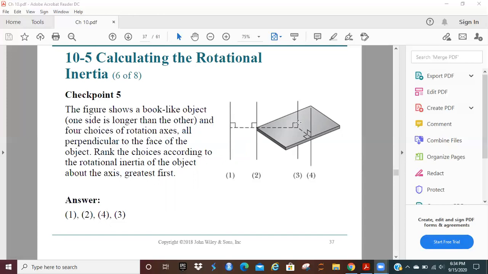If you look at 3 and 4, what you are noticing with 4 is that these objects out in the corners here are going to be further away from the axis than if the axis were drawn here. Here they're going to be fairly close. That's why 4 gets ranked a little bit higher than 3. It's because of the radius of the object away.